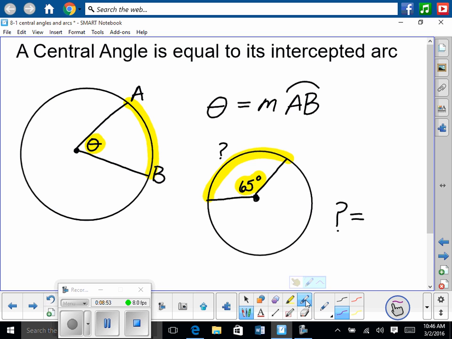So look at this one. Is this a central angle? Did it start from the center of the circle and work its way out? Yes, so it's a central angle. Therefore, this angle is equal to this arc. So what's the arc? 65 degrees. So the measure of this arc is 65 degrees. Pretty simple, right, guys?